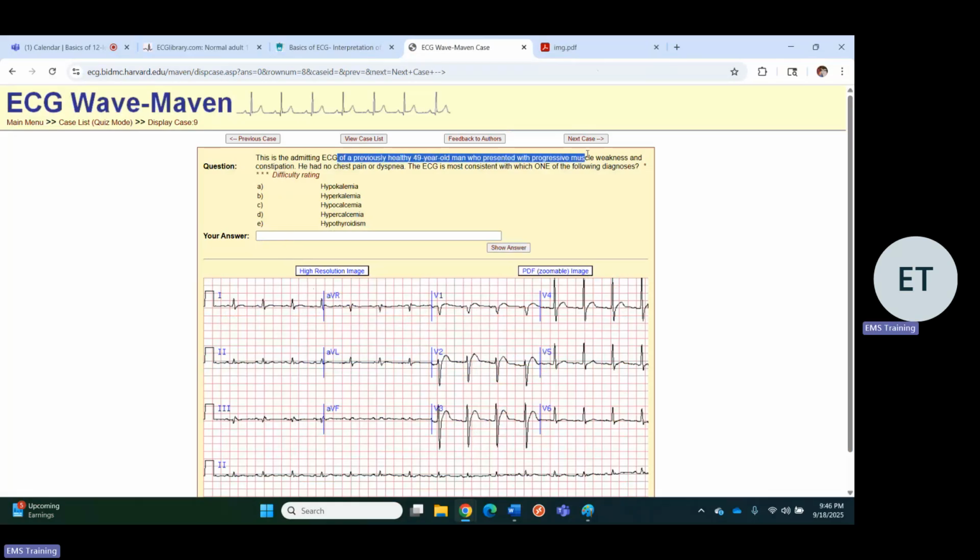Previously healthy 49-year-old man, muscle weakness and constipation. No chest pain, no dyspnea. I wouldn't say hyperkalemia. Maybe though. Hypokalemia? No, it could be hyperkalemia. Patients with potassium abnormalities do present with bowel things.